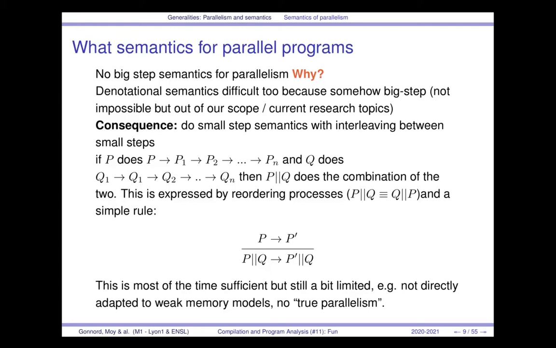So the standard rule that generally expresses parallelism in the semantics is to say that I can have one process P that becomes P prime, and in that case P put in parallel with something else becomes P prime in parallel with the same thing, and that's how you will have interleavings. And you just need to allow reordering of processes, saying P parallel is a commutative operator, so I can always take a process and put it first so that it's reduced. So most of the time it's sufficient to have this kind of rules, and that's what we rely on in this course. It's still sometimes a bit limited.